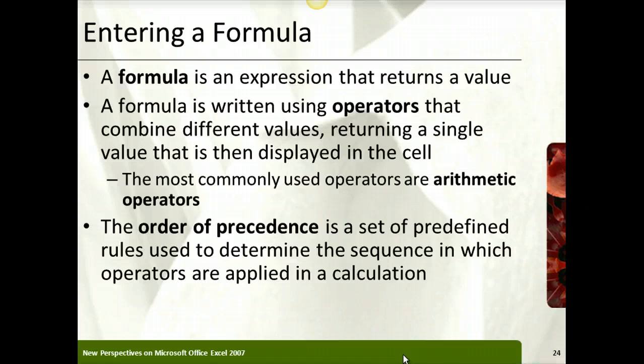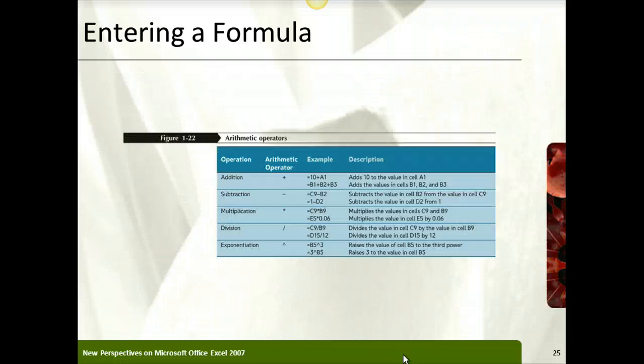Formulas we talked a little bit about, but I wanted to continue this. A formula is just an expression within Excel, and there are built-in formulas. The way I recommend doing it is manual input of formulas while you're learning anyway. The most common is going to be arithmetic: summing, multiplying, dividing. And the order of precedence is basically just a set of predefined rules to determine the sequence in which the operators are applied in the calculation.